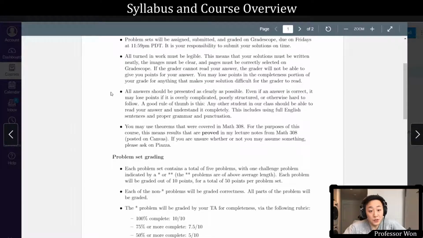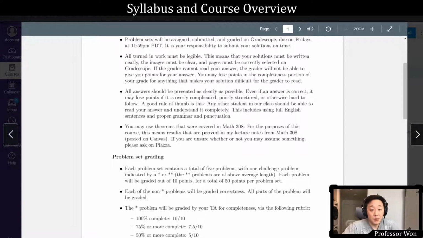Also, all of the answers that you present should be presented as clearly as possible. Here's a good rule of thumb. Any other student in your class should be able to pick up your problem set, read your answer, and understand it completely. This means there should be no ambiguous symbols or ambiguous arrows about what's going on. This means that you write your solution in full English sentences so that another human being can read it and understand.